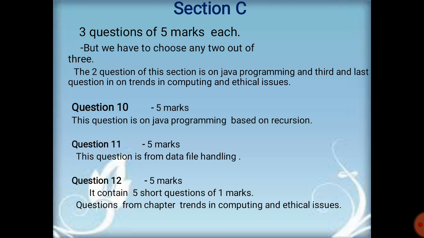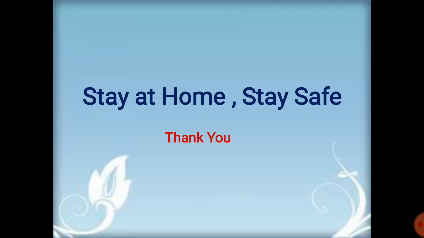And question number 12, the last question, is also of 5 marks. It contains 5 short questions of 1 mark each. All the questions are theory based questions from the chapter Trends in Computing and Ethical Issues. So students, that's all about your question pattern and marking scheme of computer science.